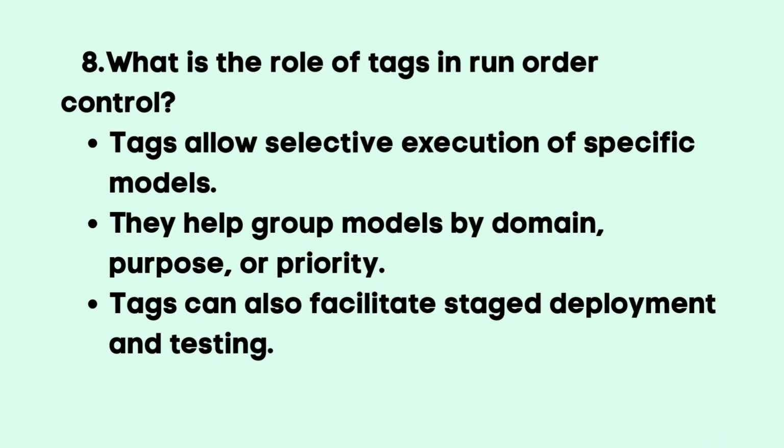What is the role of tags in run order control? Tags allow selective execution of specific models. They help group models by domain, purpose, or priority. Tags can also facilitate staged deployment and testing.